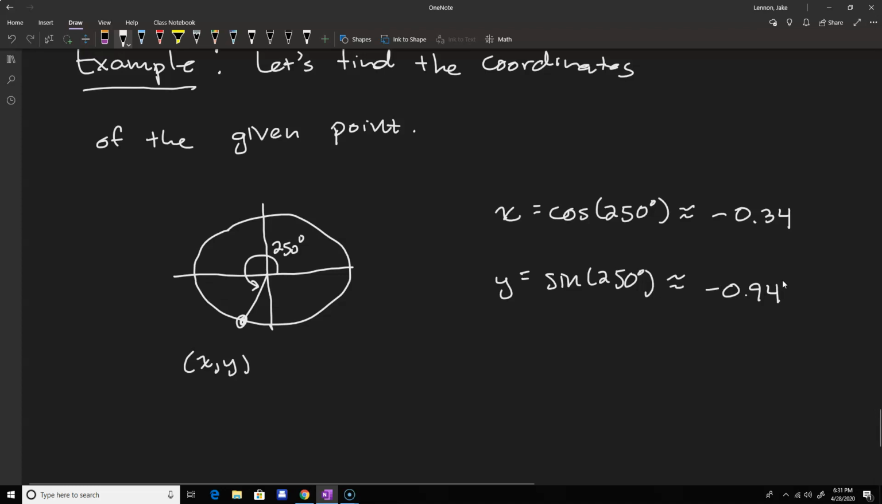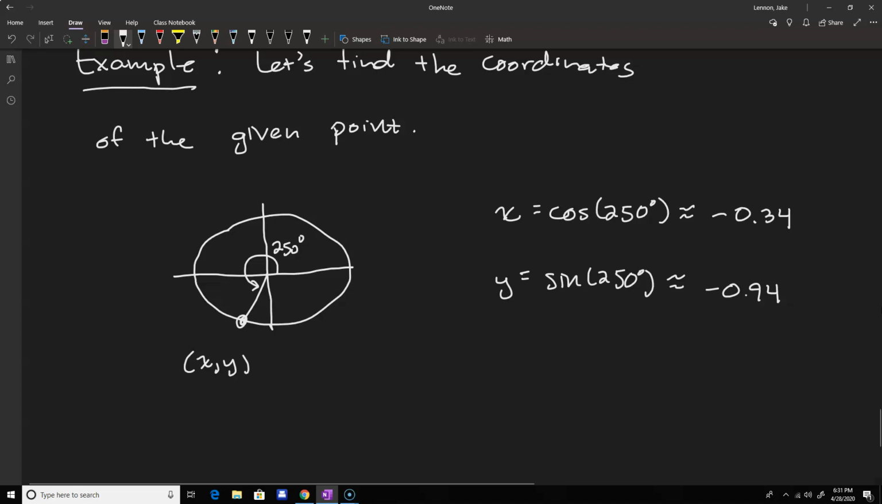Is it good that they're both negative? It sure is, because we know 250 degrees is between 180 degrees and 270 degrees, which puts it in quadrant 3. So in quadrant 3, our x and y should both have a negative value. So that makes sense here.